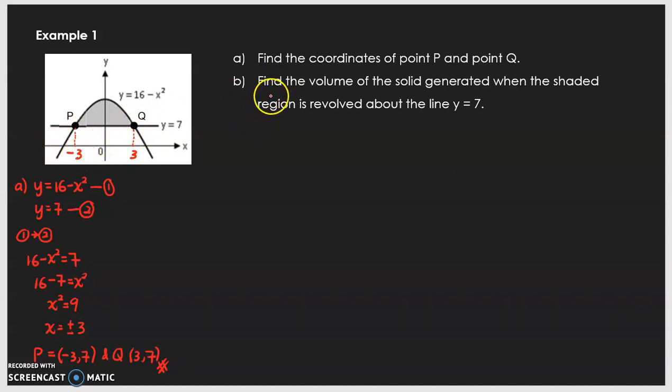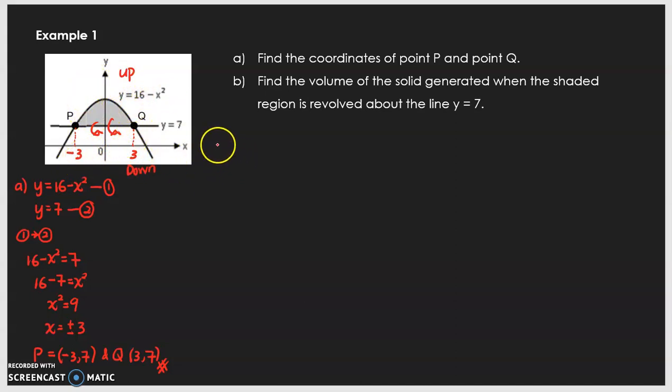Next, we look at question B. Find the volume of the solid generated when the shaded region is revolved about the line y is equal to 7. So the graph will revolve at this line. So revolve, this is up and down. If the shaded region is revolved up and down, we will be using the value of x.